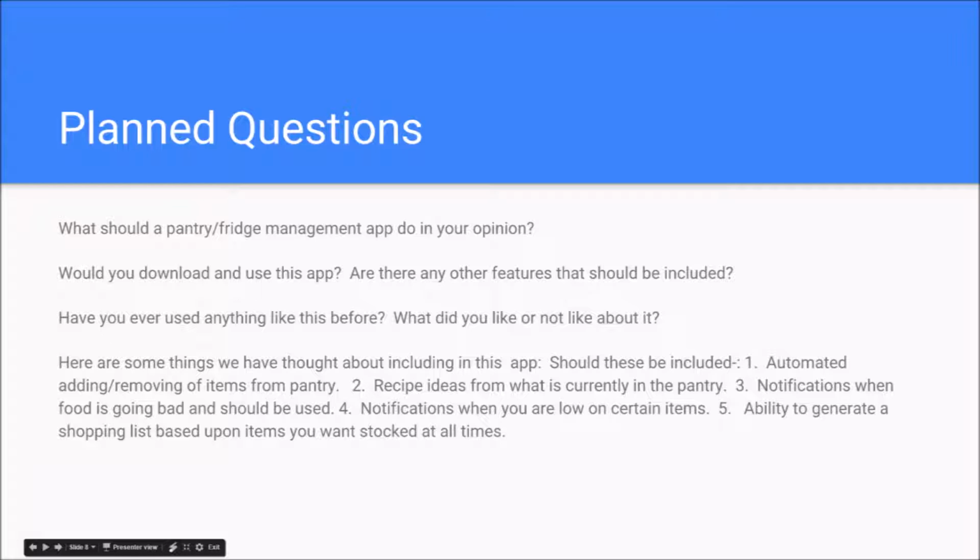Have you ever used anything like this before? What did you like or not like about it? Here are some things we have thought about including in our app. Should these be included? 1.